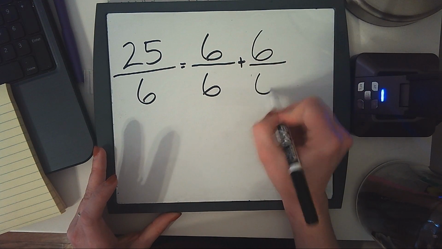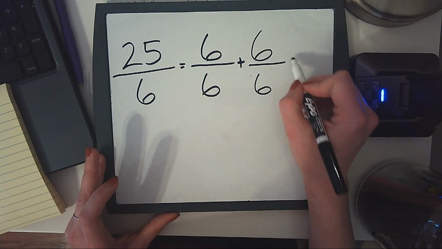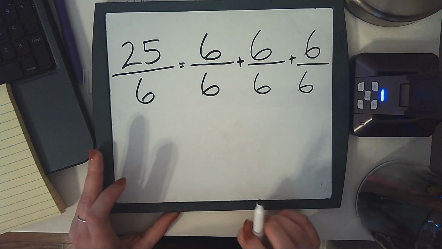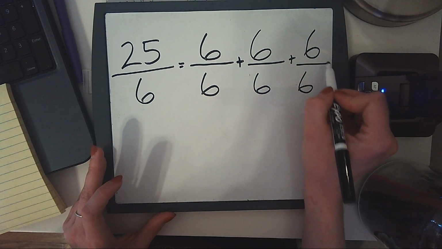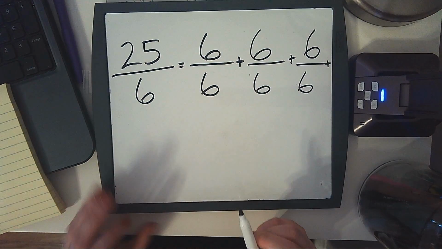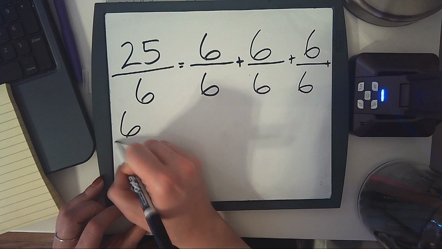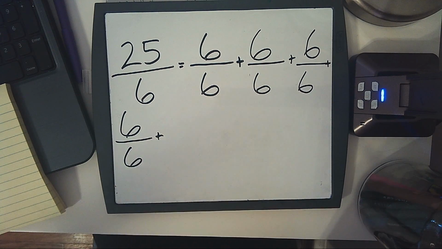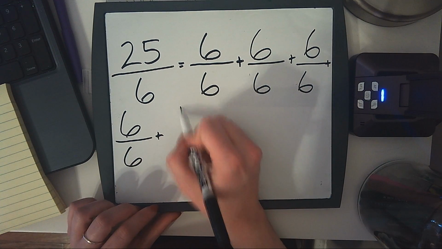6 plus 6 is 12, plus another 6/6 would be 18. We're not at 25 yet. Squeeze a plus sign in there. Another 6/6 would be 24. Plus what is left over to get to 25, that's 1.